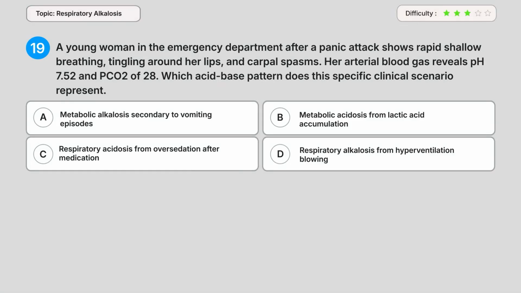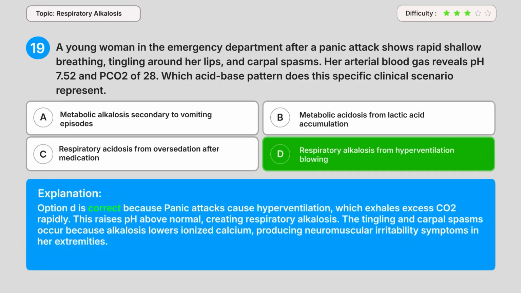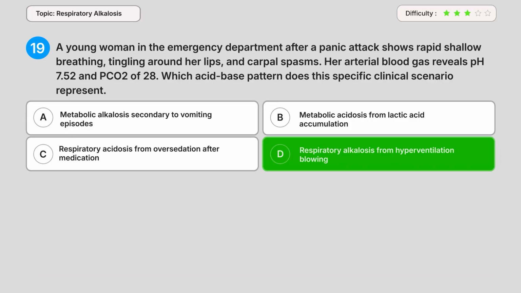Correct answer. D. Respiratory alkalosis from hyperventilation blowing. Panic attacks cause hyperventilation, which exhales excess CO2 rapidly. This raises pH above normal, creating respiratory alkalosis. The tingling and carpal spasms occur because alkalosis lowers ionized calcium, producing neuromuscular irritability symptoms in her extremities.